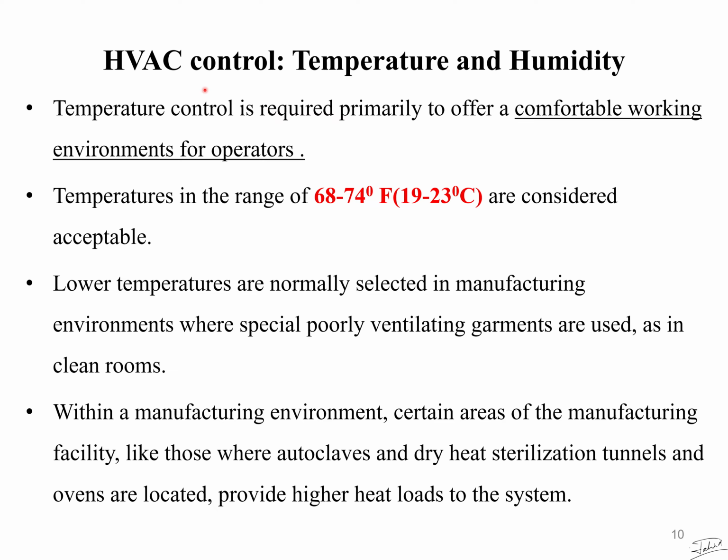Actually, in the HVAC system, we control the temperature and humidity very efficiently in a controlled manner. The temperature control is required primarily to offer a comfortable working environment for the operator. So it should be in the range of 19 to 23 degrees Celsius. Lower temperatures are normally selected in manufacturing environments where special poorly ventilating garments are used, as in a clean room. Within the manufacturing environment, certain areas of the manufacturing facility, like those where autoclaves, dry heat sterilization tunnels, and ovens are located, provide higher heat load to the system.